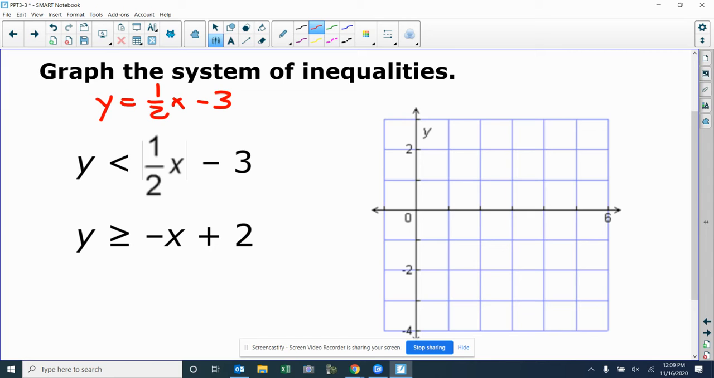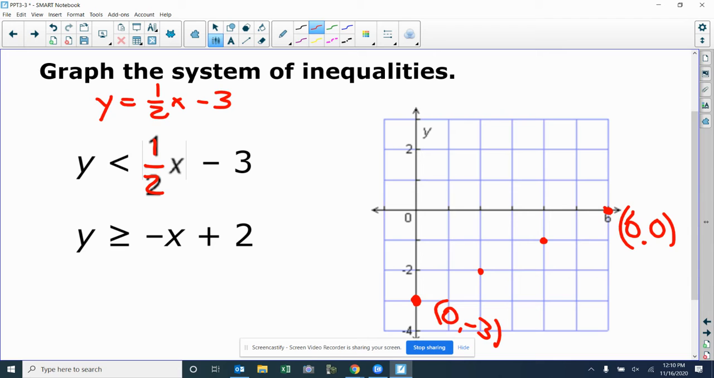Intercept that. -3. So that is 0, -3. Slope, positive 1/2. So up 1 over 2, up 1 over 2, up 1 over 2. So we can label this as x at 6, y at 0.